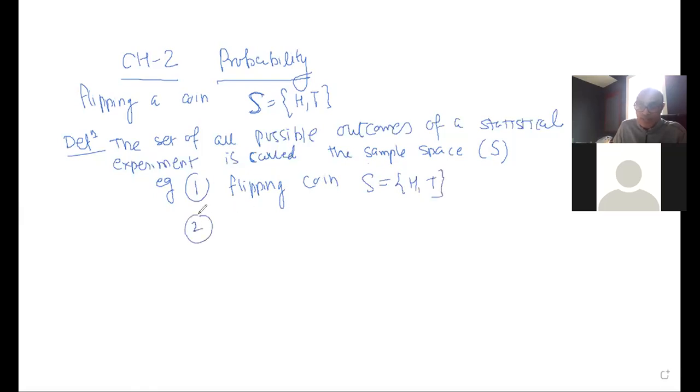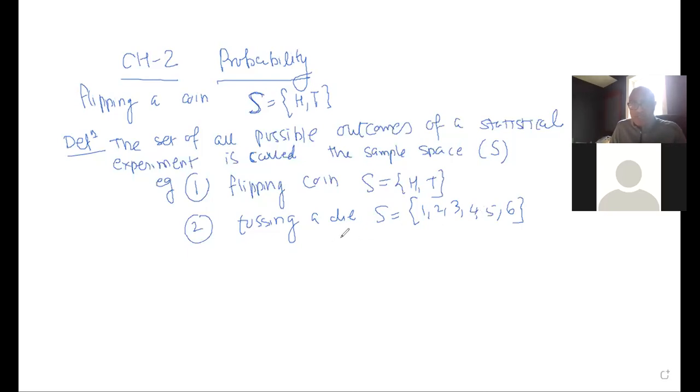Second example, tossing a die. If you toss a die, how many outcomes are there? How many numbers are there on a die? On the die, we have 1, 2, 3, 4, 5, 6. If you toss or roll a die, you're going to get either 1 or 2 or 3 or 4 or 5 or 6. So these are the sample space, right?